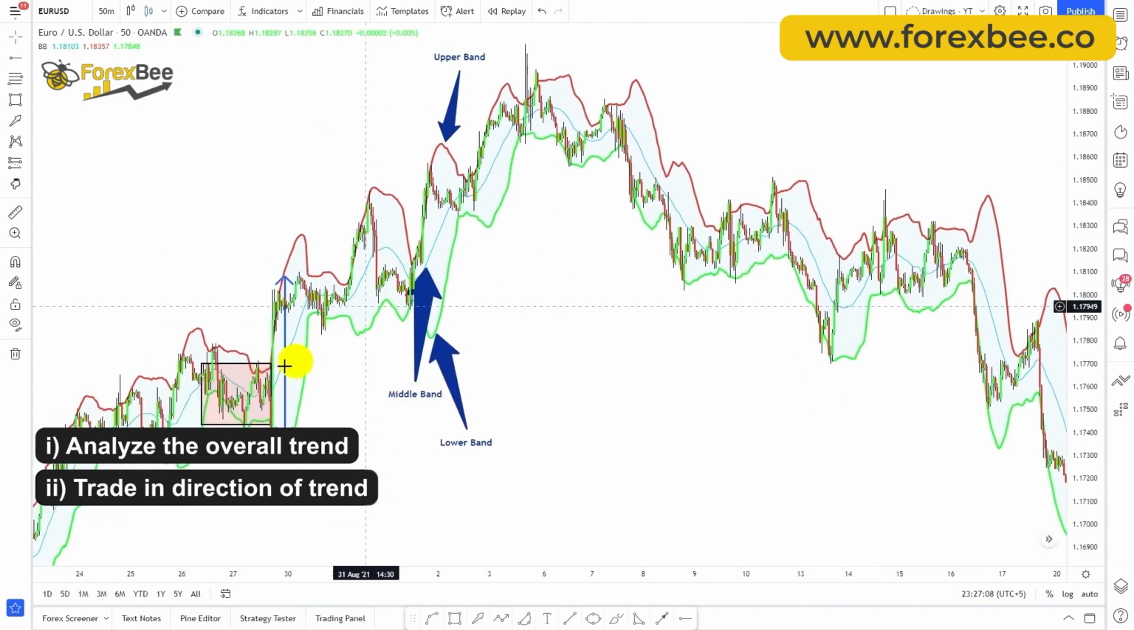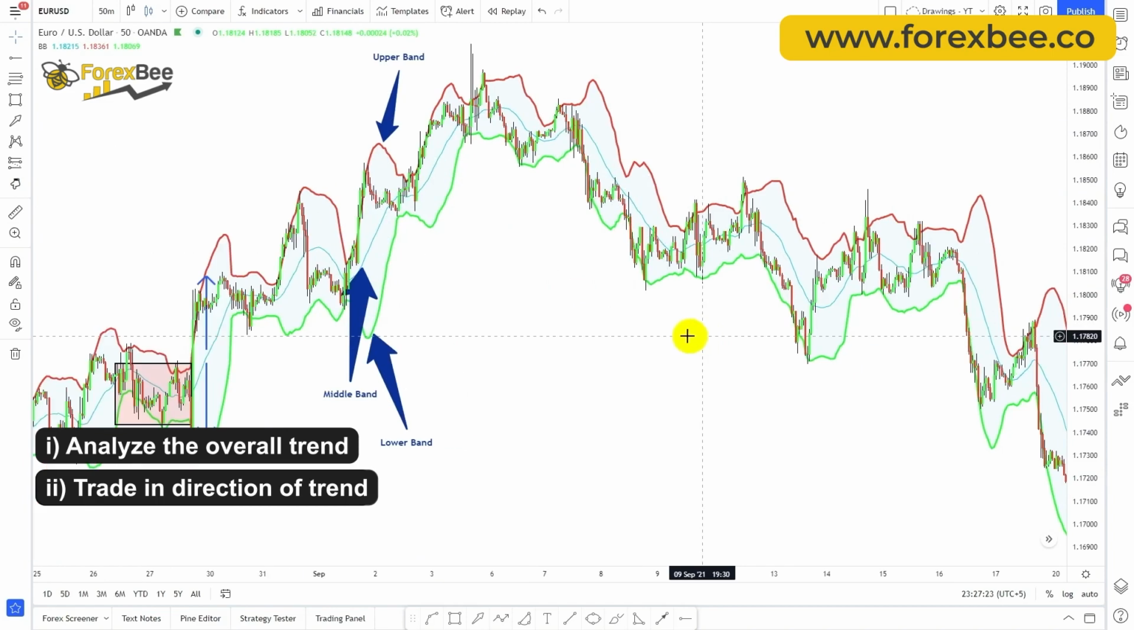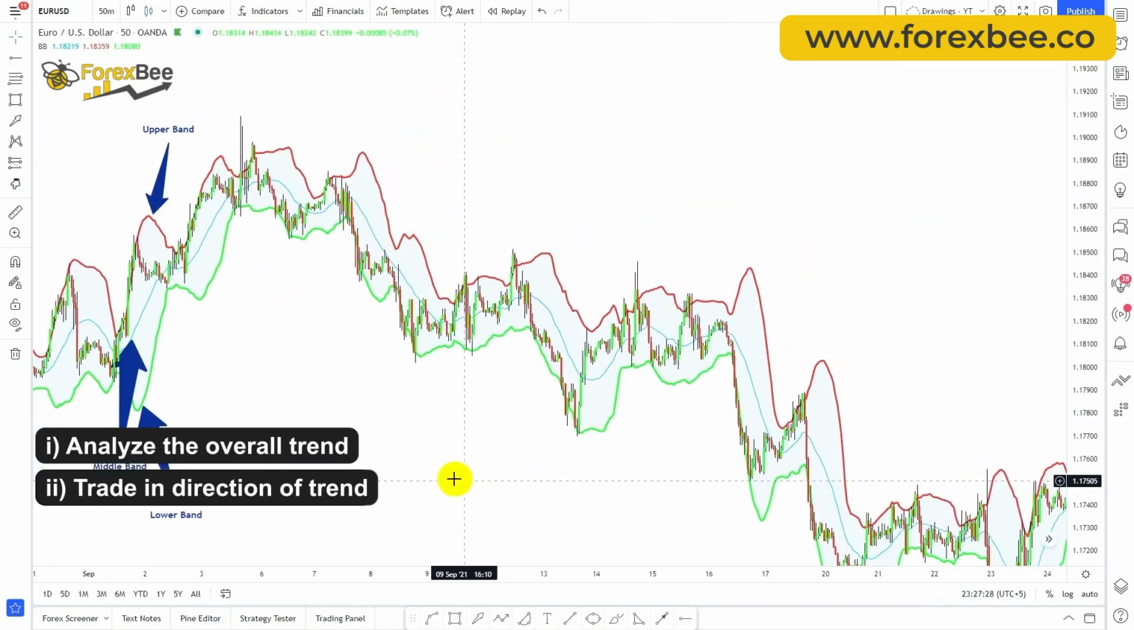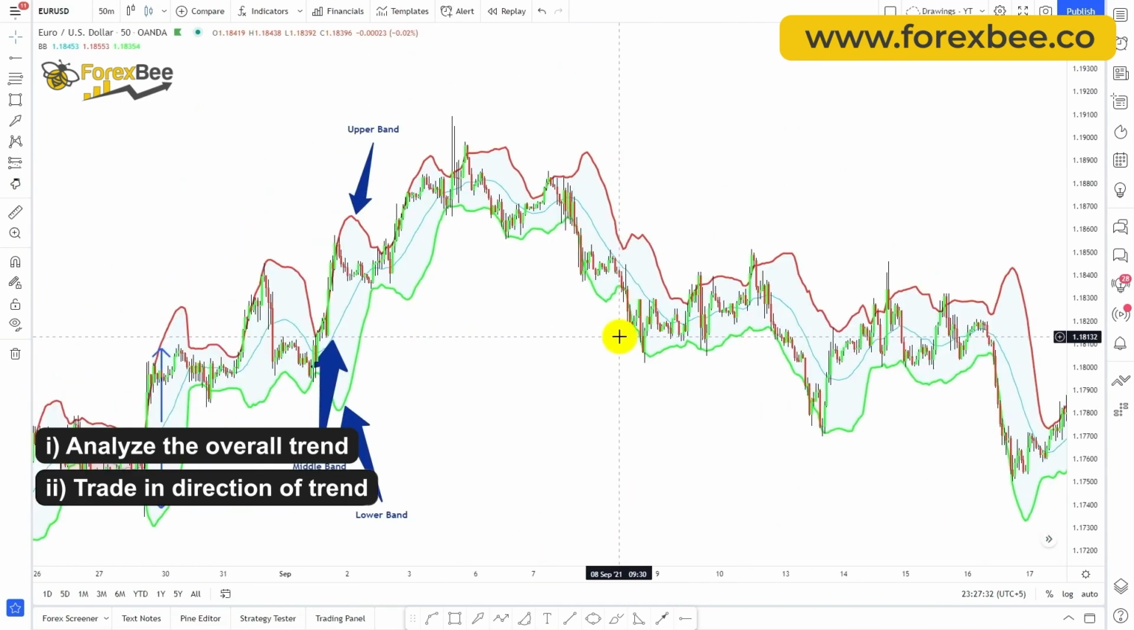And if the trend was bullish, as we can see here, then in this case we want to take the buy trade. We don't want to take the short position in this trend, because it has a higher probability of going against us. So the first step is to analyze the trend by zooming out, and the second step is to trade in the direction of the trend.